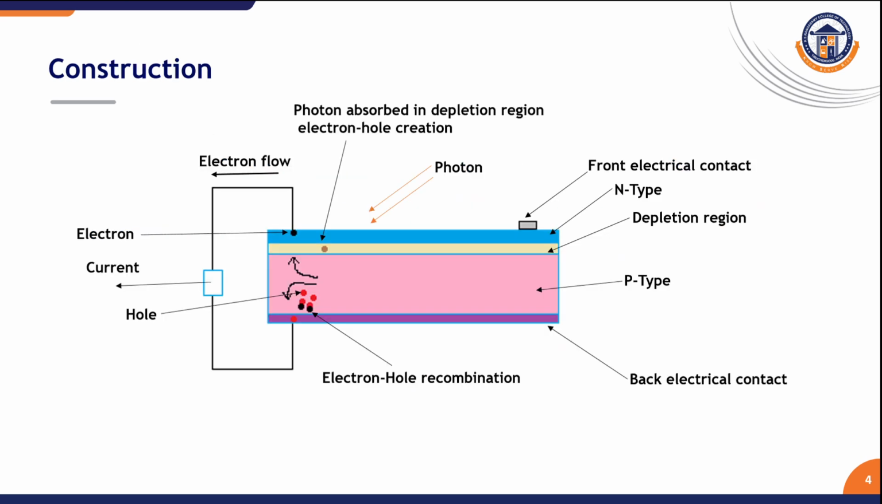Now let us see the construction of the solar cell. A solar cell is basically a PN junction diode. It consists of a thin top electrical contact, an N-type layer, a depletion region, a P-type layer, and a back contact. The total setup is encapsulated in glass material to protect the solar cell. When sunlight enters through the top, photons are absorbed in the depletion region, creating electron hole pairs. These charges are then separated, leading to current flow through the external circuit.